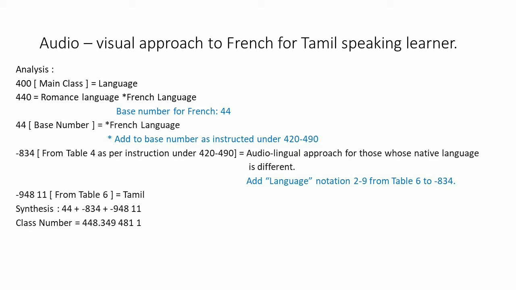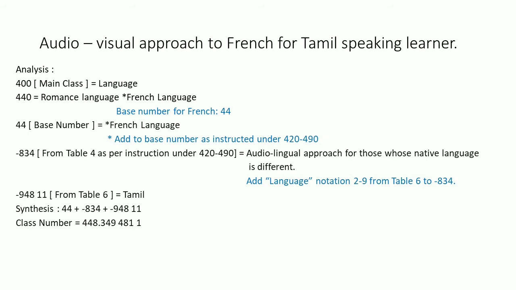The analysis will be for this book. This is a book of language. So I have written here 400, that is 400 is the main class for language. I have written 400 within square bracket, main class, and after the equal sign I have written language, that is, this notation is for language. Below 400 I have written 440. The notation number 440 is for Romance languages, French language.